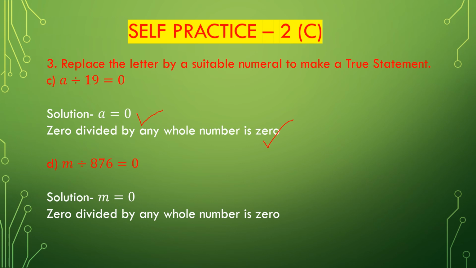Next bit D. M divided by 876 equal to 0. Here M will be replaced by 0. As we know, 0 divided by any whole number, we get 0.